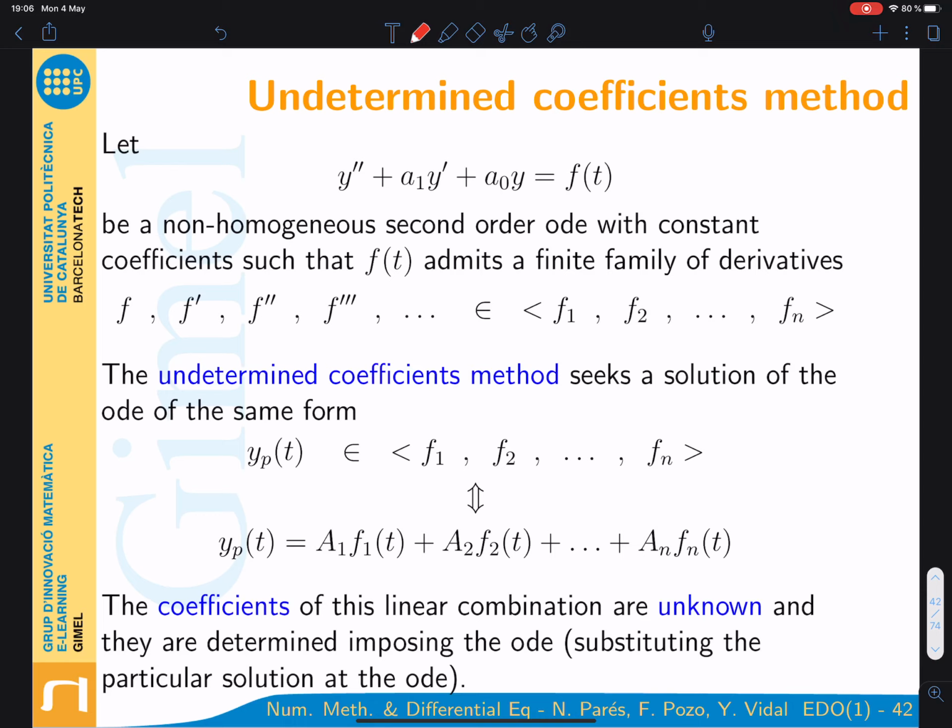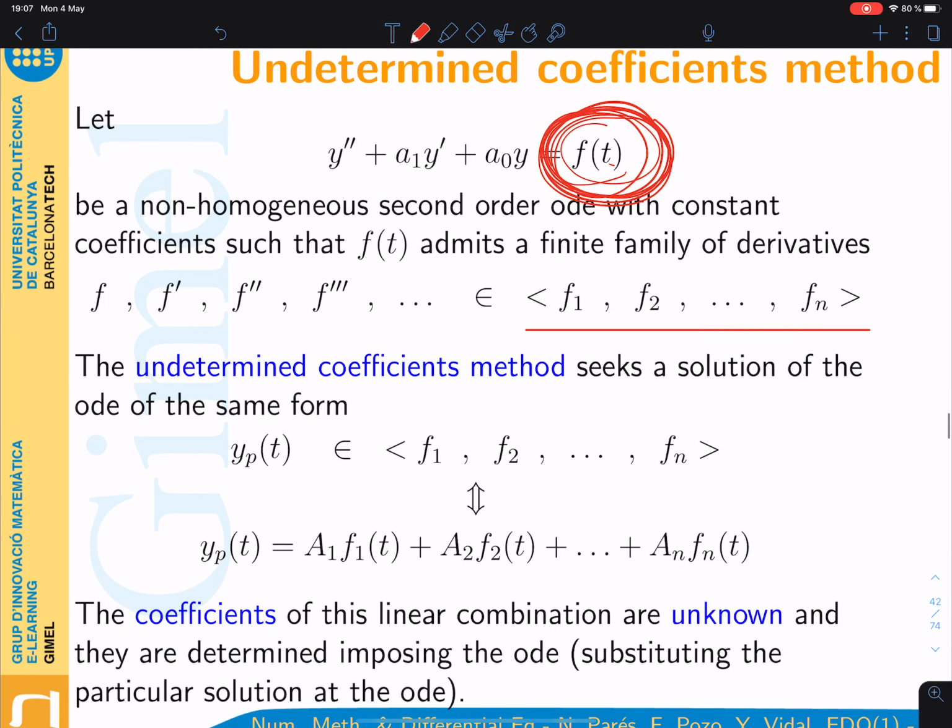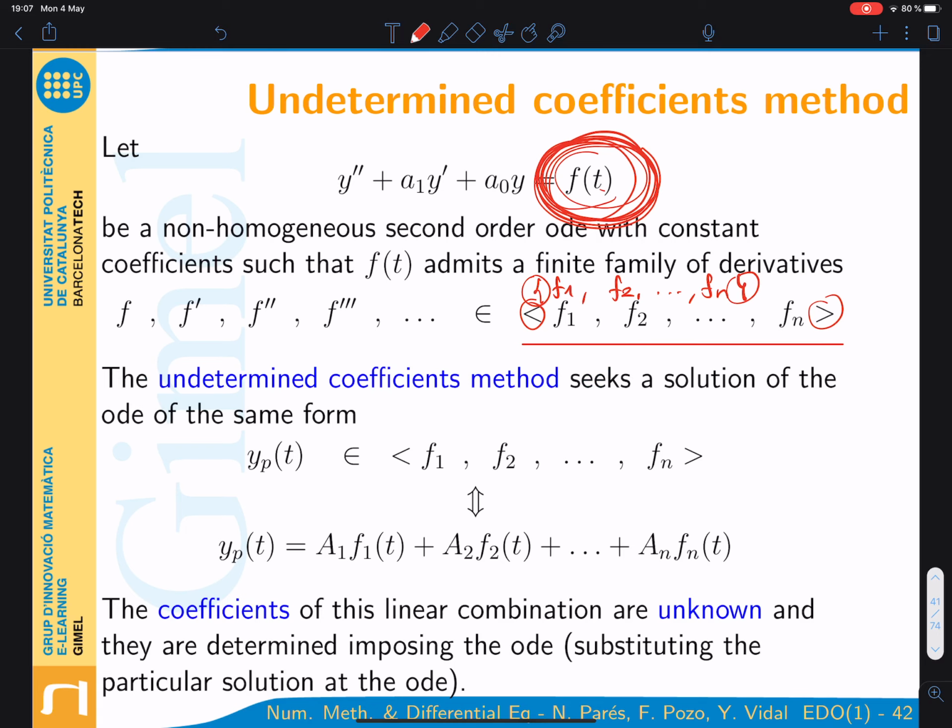Now, what's the method of undetermined coefficients? What's the main idea? It relies a lot on f of t. Remember, it's very important that f of t has a finite family of derivatives. I was reading this in this other notation for the basis. It really means the same thing. It means that it is a basis, okay? And the undetermined coefficients method tries to find a particular solution that is pretty similar to f of t.